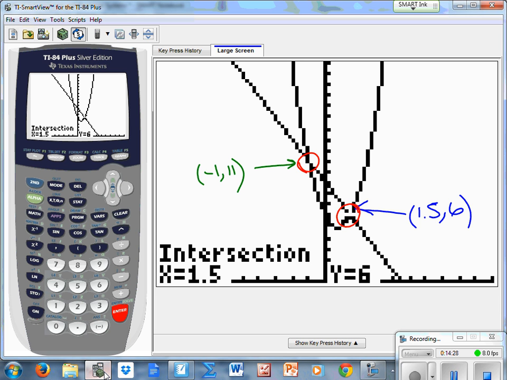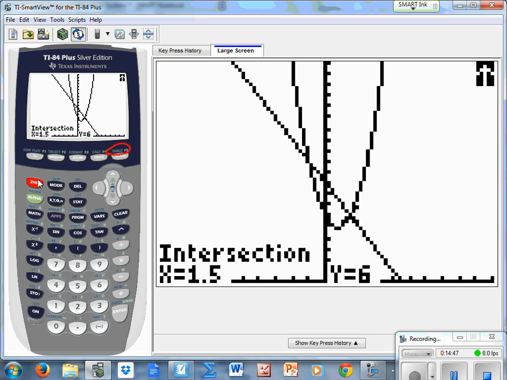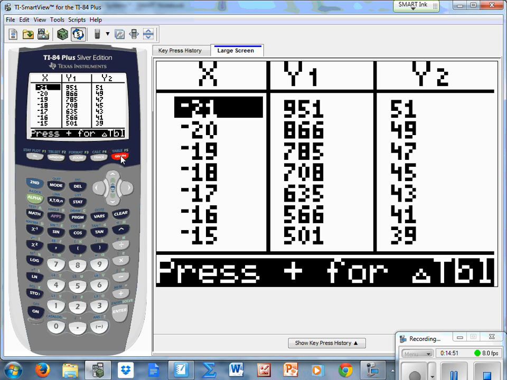Okay? Now, one other method that we want you to be able to know about solving systems is how you solve them using a table. Okay, so I already have my graphs plugged in. So I'm going to clear the ink from up here, and we're going to go to the table. Now, the table is very clearly here. It's a blue table, so I need to hit my second key, and I need to hit graph in order to get to my table.